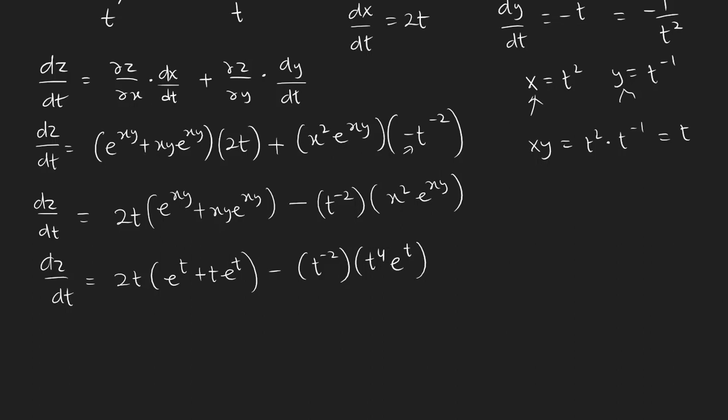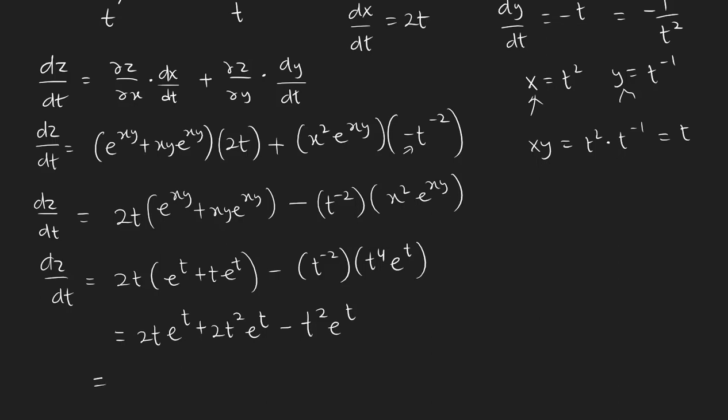Let's simplify this. I'm going to have 2t e to the power t plus 2t squared e to the power t. Okay, this is what I'm going to have. And then minus, I'm going to have t to the power 2 e to the power t. Okay, this is what you have now.